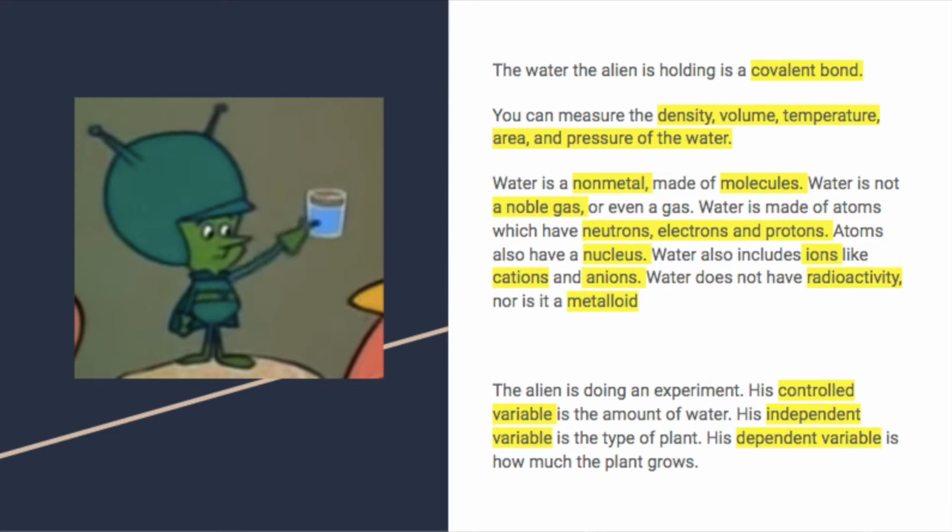Water is made of atoms which also have neutrons, electrons, and protons. Atoms also have a nucleus. Water also includes ions like cations and anions. Water does not have radioactivity, nor is it a metalloid.